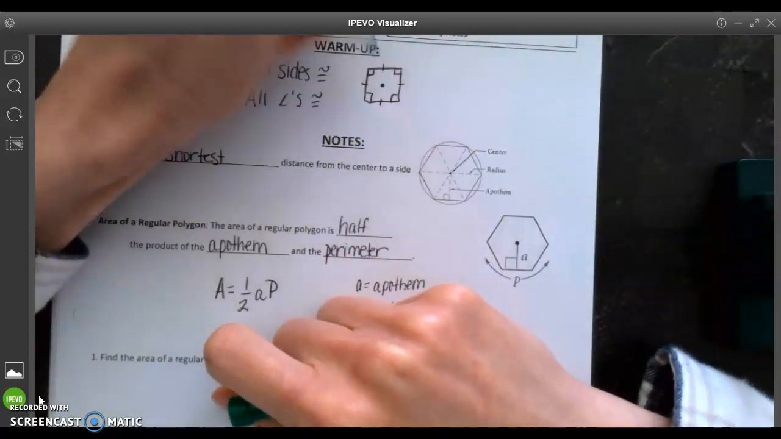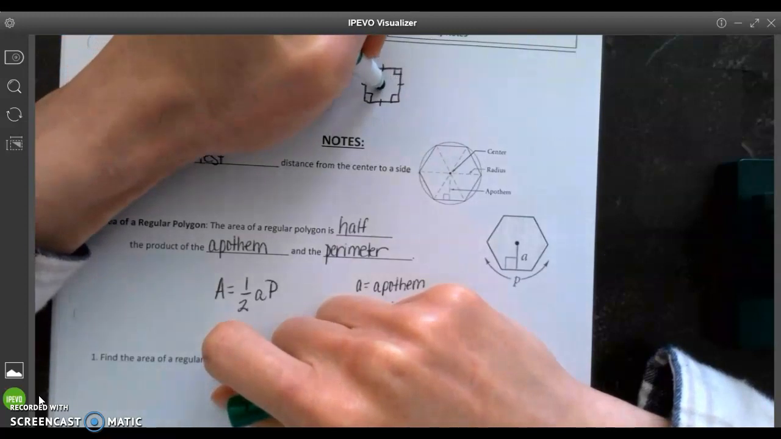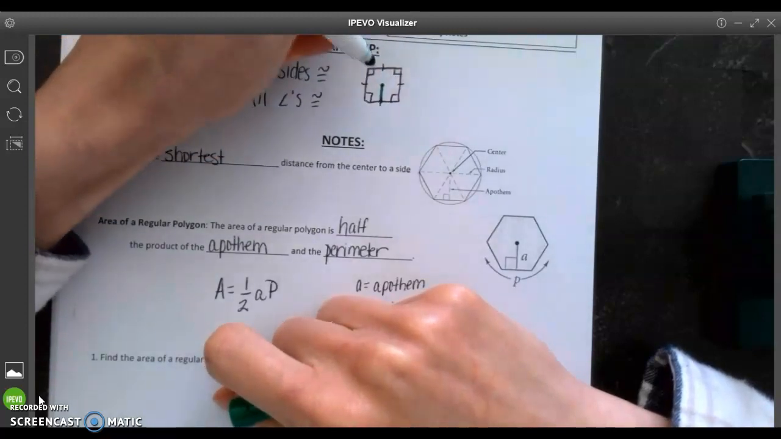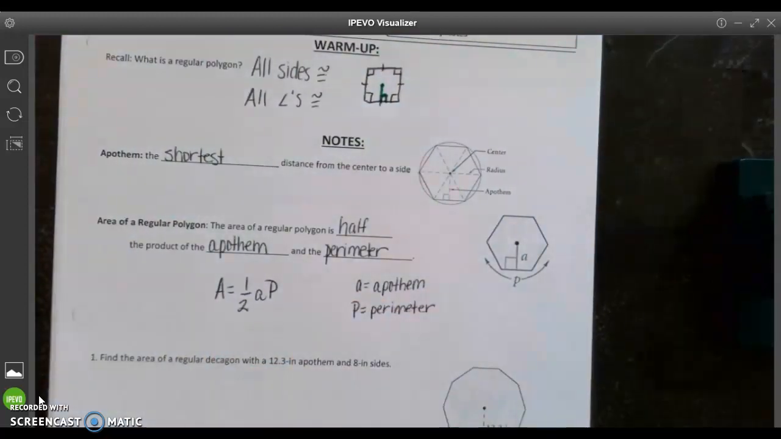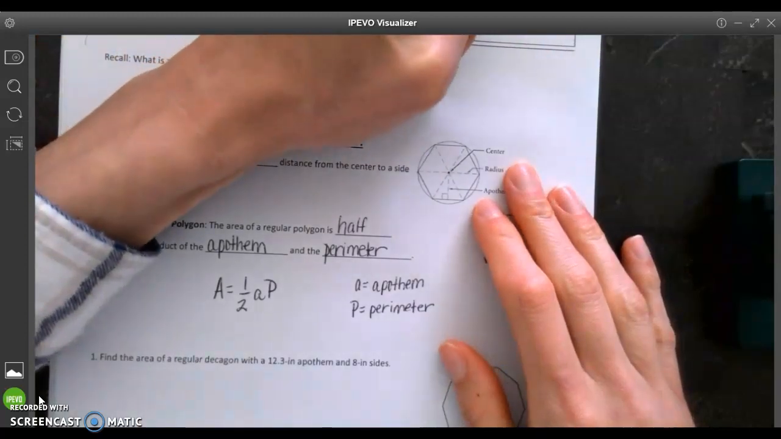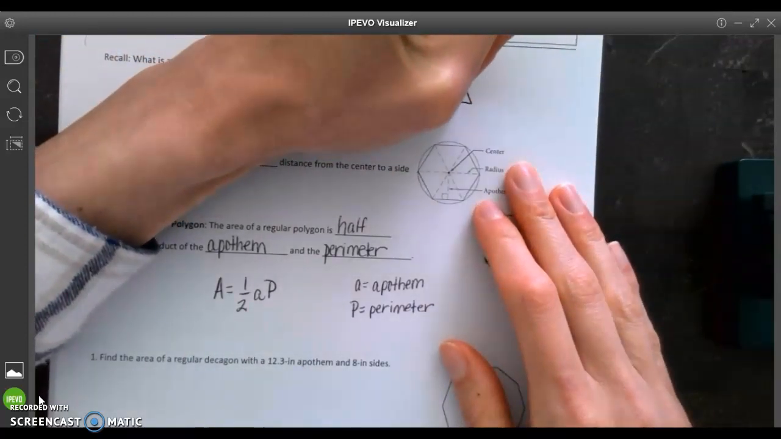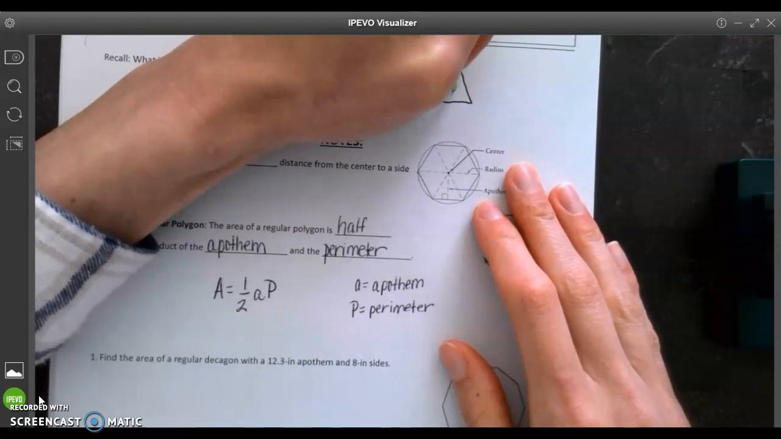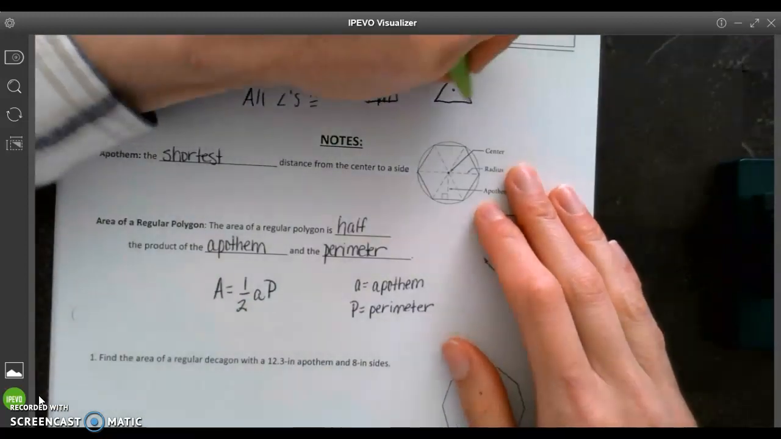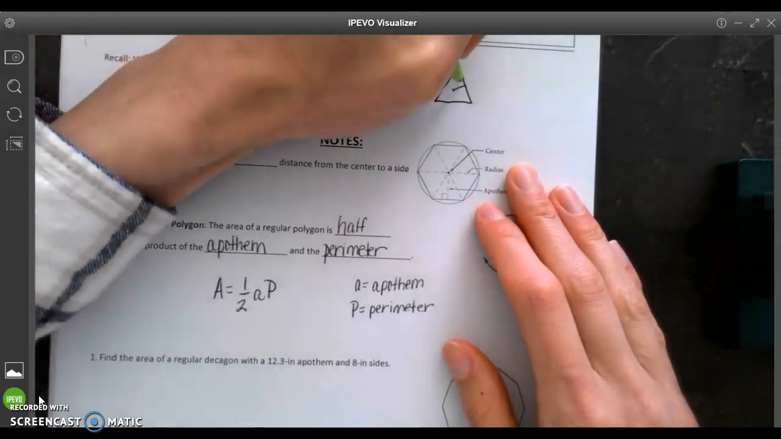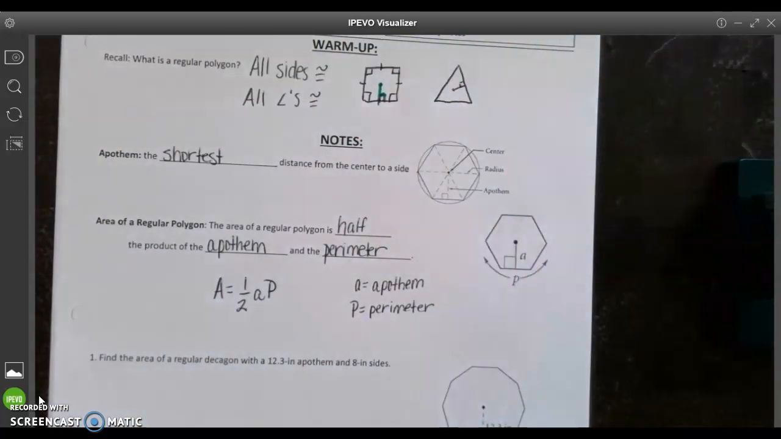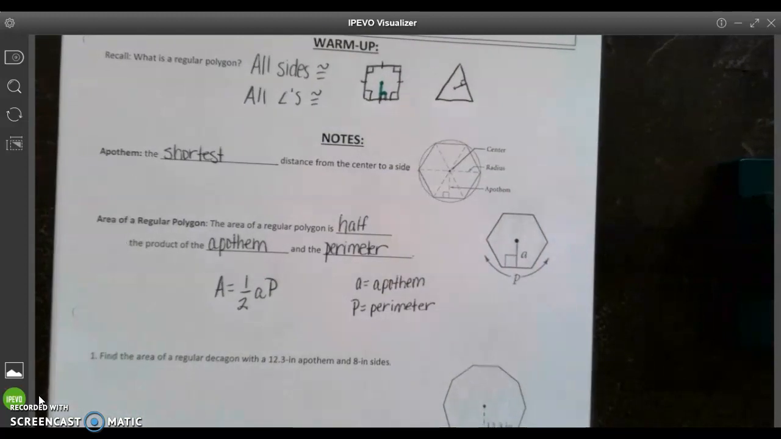apothem goes from the center to the side of the polygon. And the apothem always forms a right angle with the side. So every figure, even if I drew a triangle, has an apothem. So I'm going to draw this, I'm not going to draw it straight down, I'm going to draw it to one of the other sides, from the center to the side, and it forms a right angle. So that's what the apothem is.